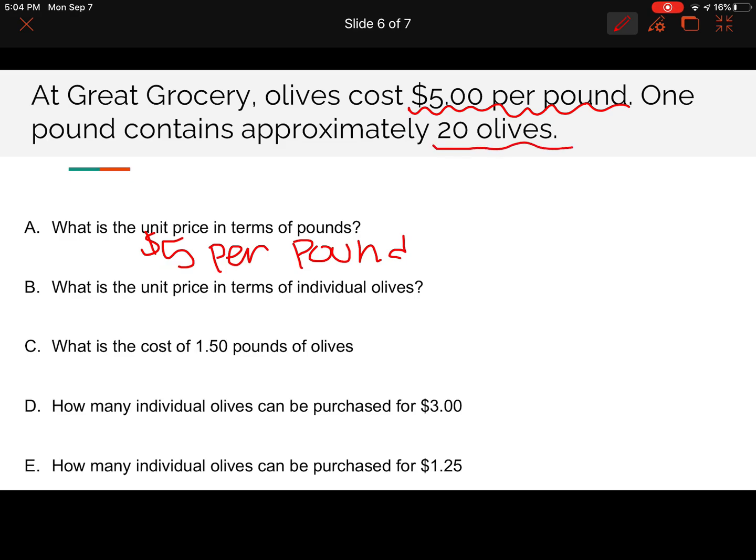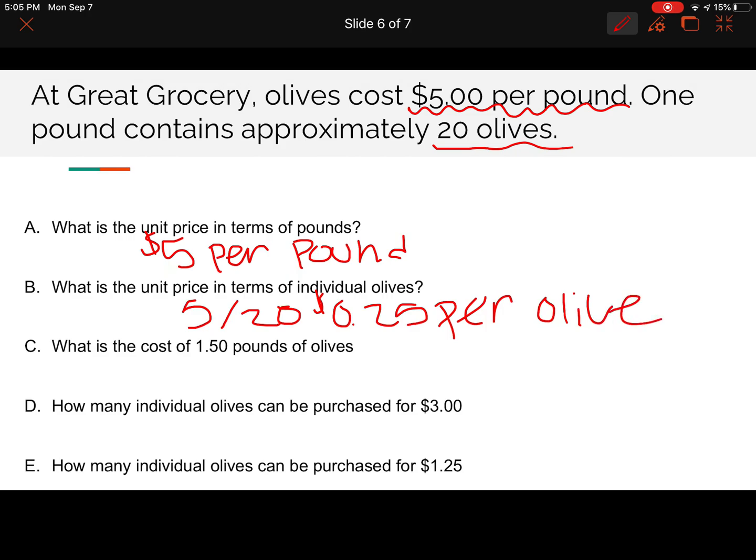I'm going to take that price that they give us, so $5 for a pound. 1 pound is 20 olives. I'm going to take 5 divided by 20. So 5 divided by 20 is going to give me 0.25. So my unit price per 1 olive is going to be 0.25 dollars, so 25 cents per olive. But I'm going to keep it in dollars so I don't have to worry about converting it.